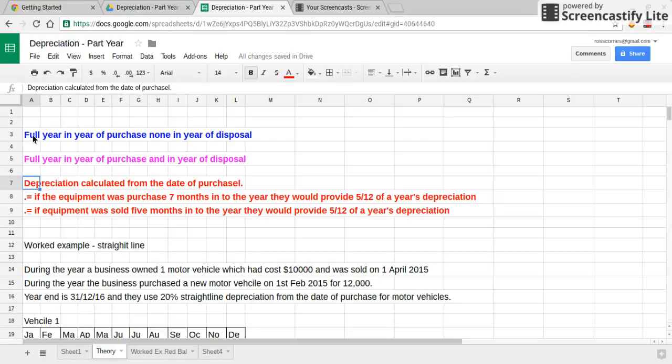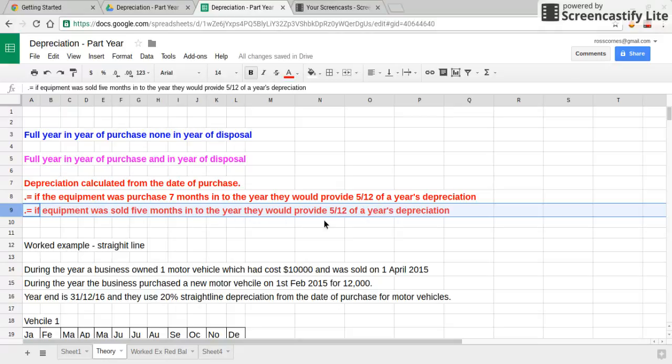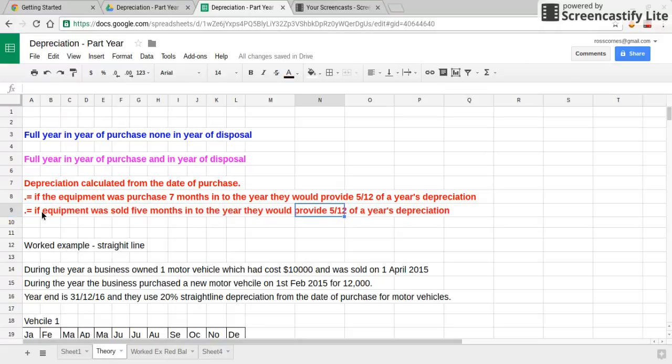So what we're going to be looking at is not where we do a full year in the year of purchase and in the year of disposal. We're going to be looking at where depreciation is calculated from the date of purchase. So if equipment was purchased 7 months into the year, there are 5 months left over. So we provide 5/12 of a full year's depreciation. In that case, if the equipment was sold 5 months into the year, then we would put into the accounts 5/12, or 5 parts of a whole year. That's 12 months in a year.